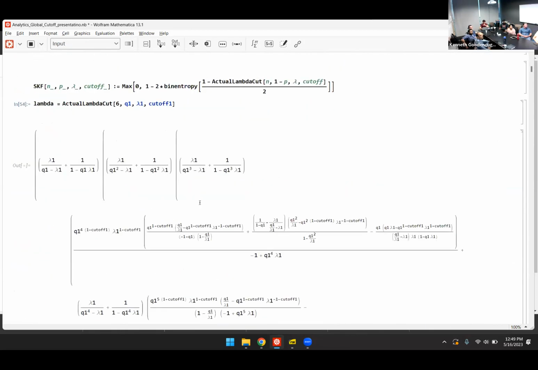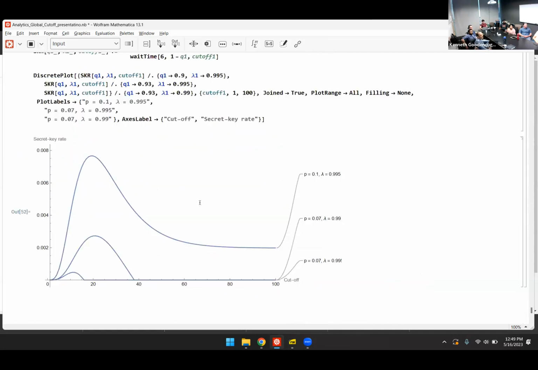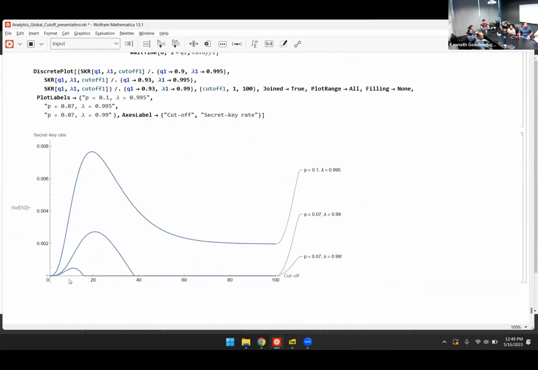There we go. Not too bad. And so what this allows us to do is we can now change this cutoff parameter and see what is the result for the secret key rate. So here on this plot, I have the cutoff on the x-axis, and on the y-axis, I have the secret key rate. So you're using the usual 1 minus 2 binary entropy.